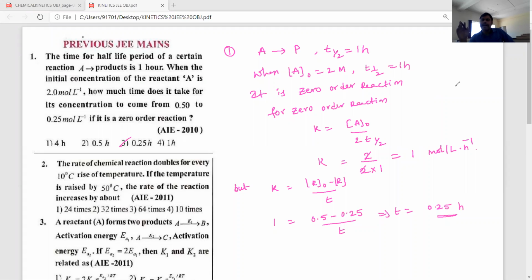See here, first data, half-life period, when the initial concentration is 2 molar, half-life period is 1 hour they gave. According to that we find out K value. So K is equal to change in the concentration with respect to time. How much time is required for the concentration to change from 0.5 to 0.25 under zero order kinetics? Then the T we are finding out, that is 0.25 hours.